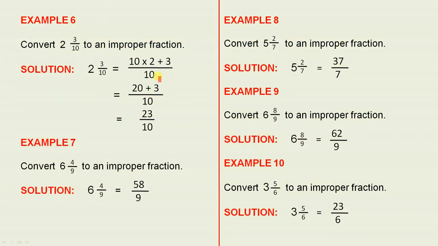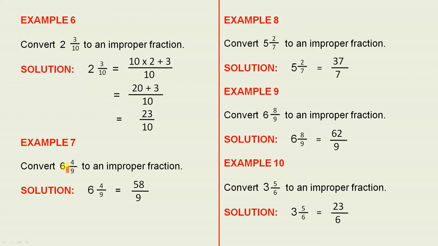Example 6. Convert 2 3/10 to an improper fraction. 10 2s, that's 10 times 2, plus 3. I've just repeated the process from the previous slide, all over 10. 10 2s are 20, plus 3 is 23/10.